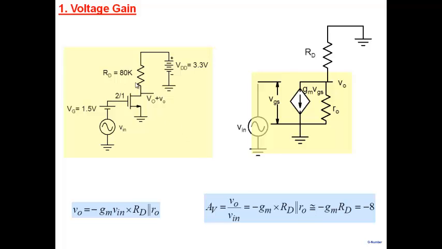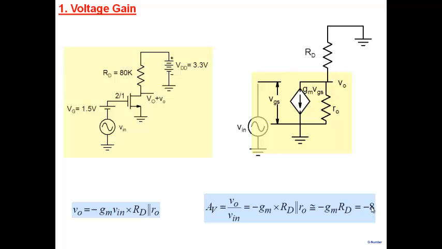In most of these amplifier circuits with resistive biasing, RD typically will be much smaller than R0, and therefore we'll ignore the effect of R0. AV then is simply equal to minus GM RD, GM times the net resistance in the drain node. And note that if I put in the values of GM that I had calculated and RD that you see here, 80K, we get a value which is equal to minus 8.